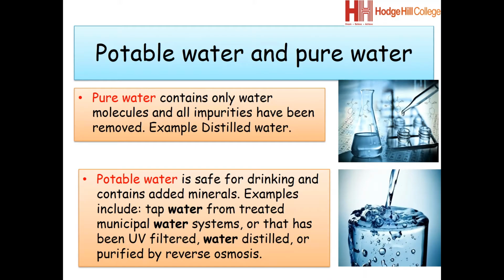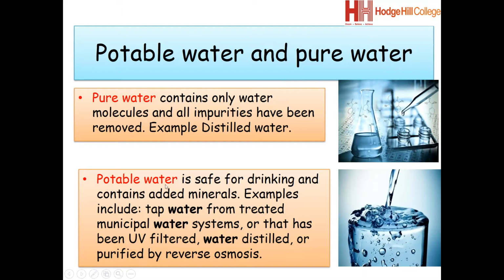This lesson will be on potable water and pure water. So potable water is water that's been processed and is safe for human consumption and daily use. The difference between pure water and potable water is that pure water is solely made up of H2O molecules, water molecules, whereas potable water may contain different substances, usually dissolved minerals and salts.